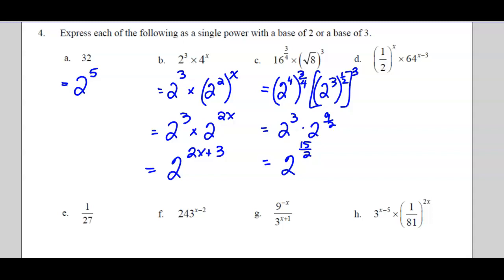Okay. So in D, we've got a base of 1/2 and a base of 64. It says in the question, show with a single base of either 2 or 3. So I don't want to show with a base of 1/2, I'm going to show with a base of 2. So this is the same as 2 to the what? Negative x, right. And then 64 is 2 to the what? 6. Okay, then power over power, you multiply those together. And then you multiply powers with the same base, then you add the exponent.